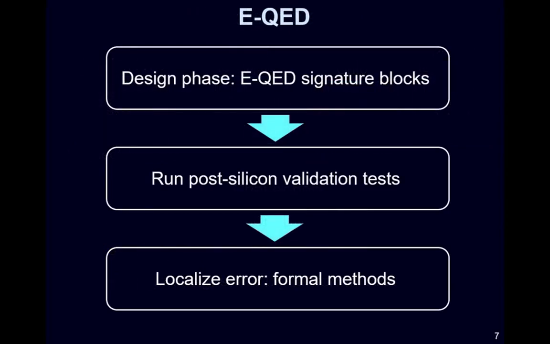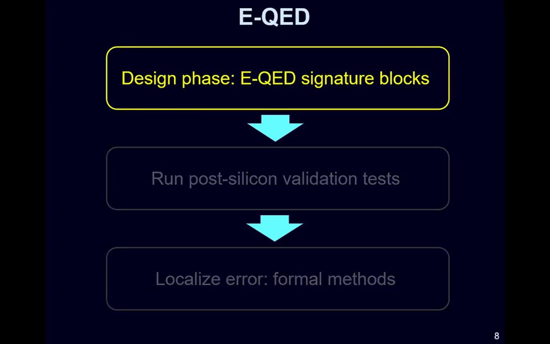And what is this technique? Well, it's E-QED, and there are three main stages. First, we have the design phase, where we introduce a small amount of hardware, E-QED signature blocks. Then we run post-silicon validation tests to detect the errors. And once we've detected the error, we localize it using formal methods.